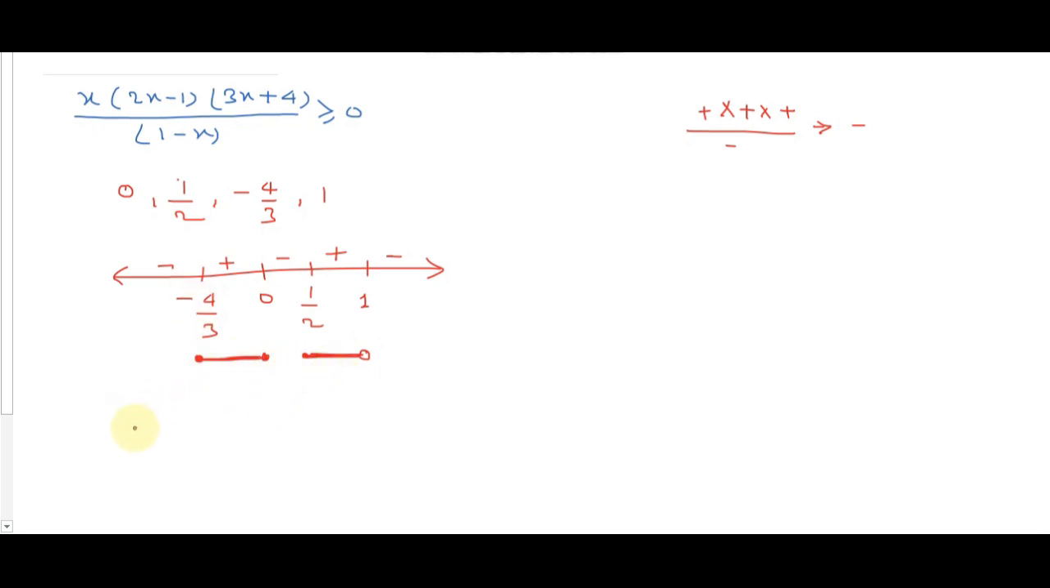So the solution of this inequation is x belongs to the closed interval minus 4 by 3 to 0, union, and we have taken the value of x as 1 by 2. So at x equal to 1 by 2 we will have a closed bracket, and at 1 we will have a round bracket. This is the required answer.